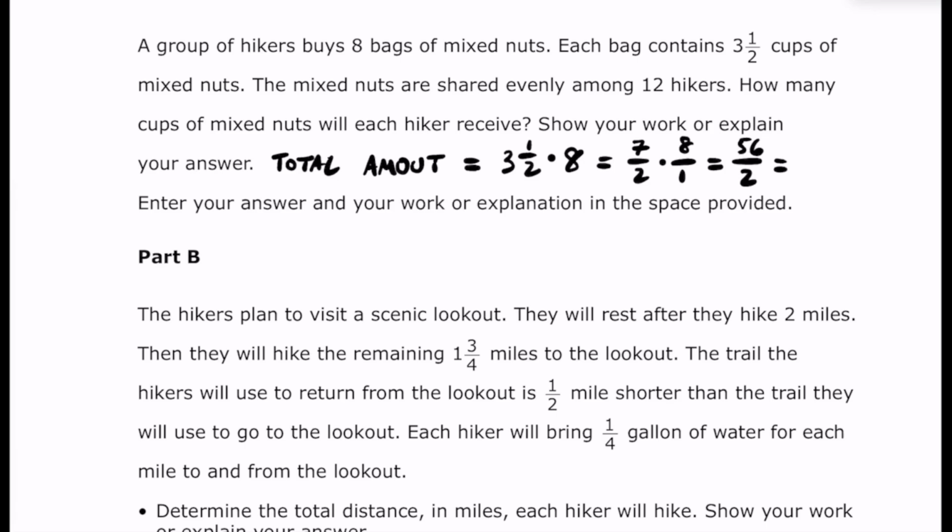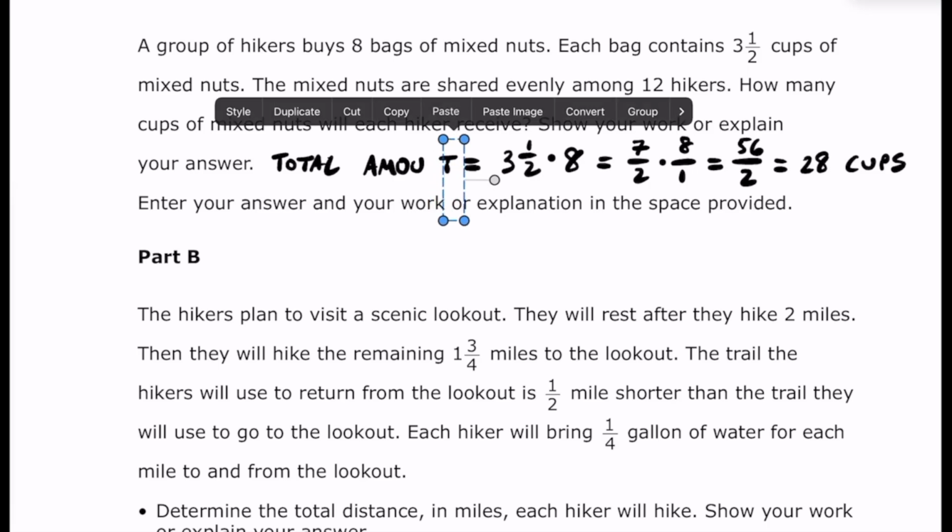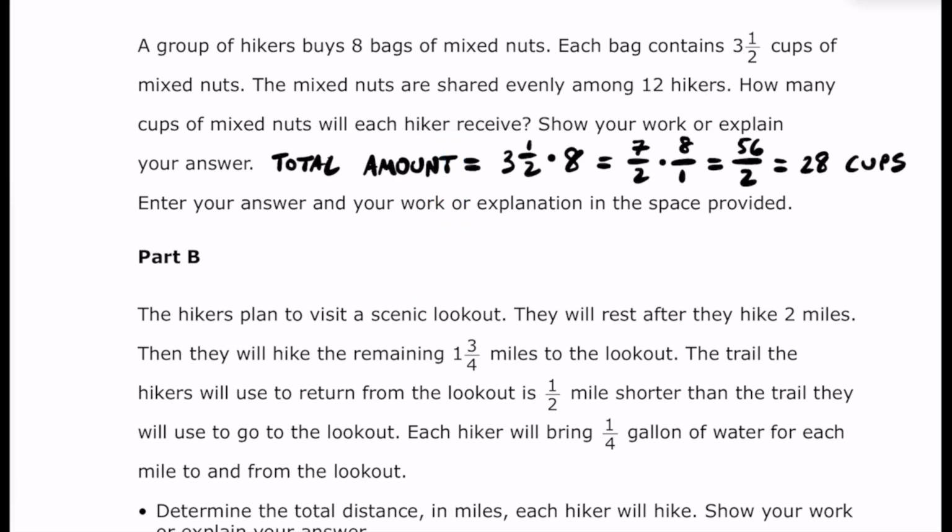I'm just not going to right now. If we simplify this, this would be 28 total cups of these mixed nuts. So that's the first thing you're going to want to go ahead and do. I realized I spelled amount wrong. I'm going to move that over and put an N in there. Total amount is that right there.